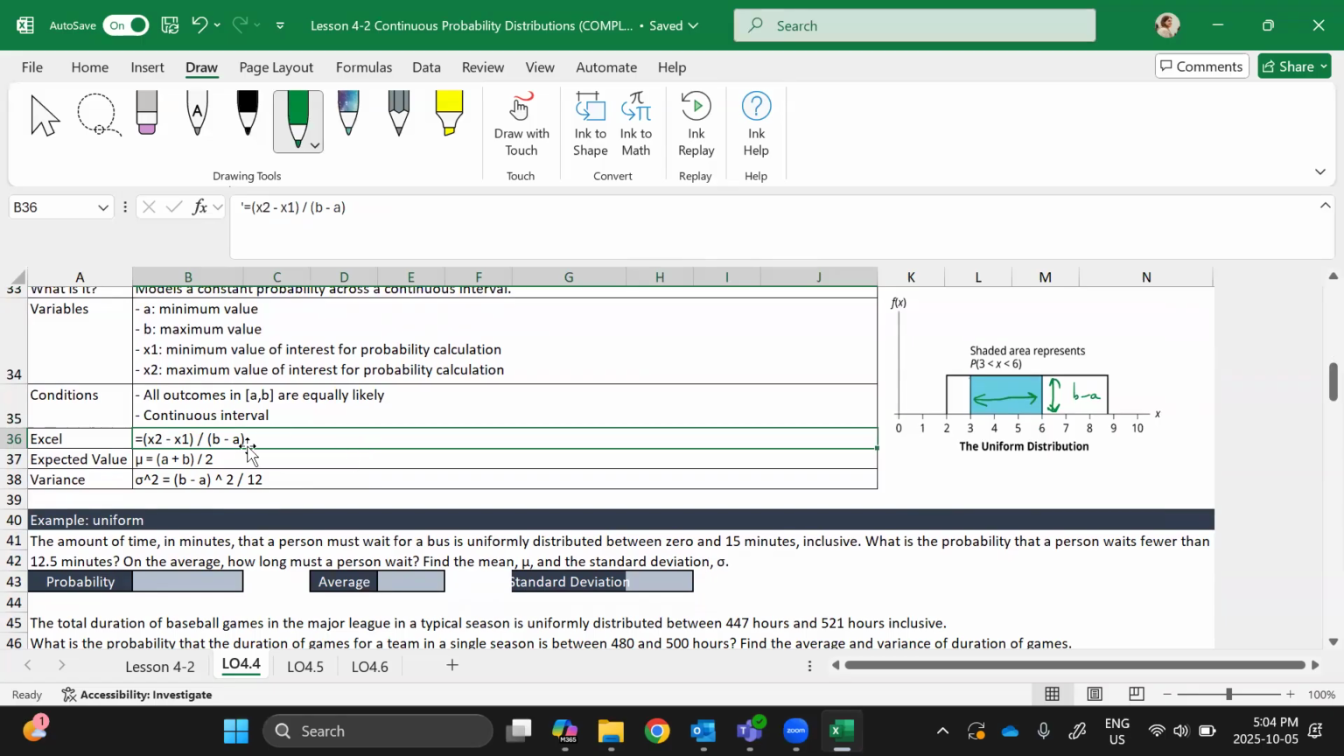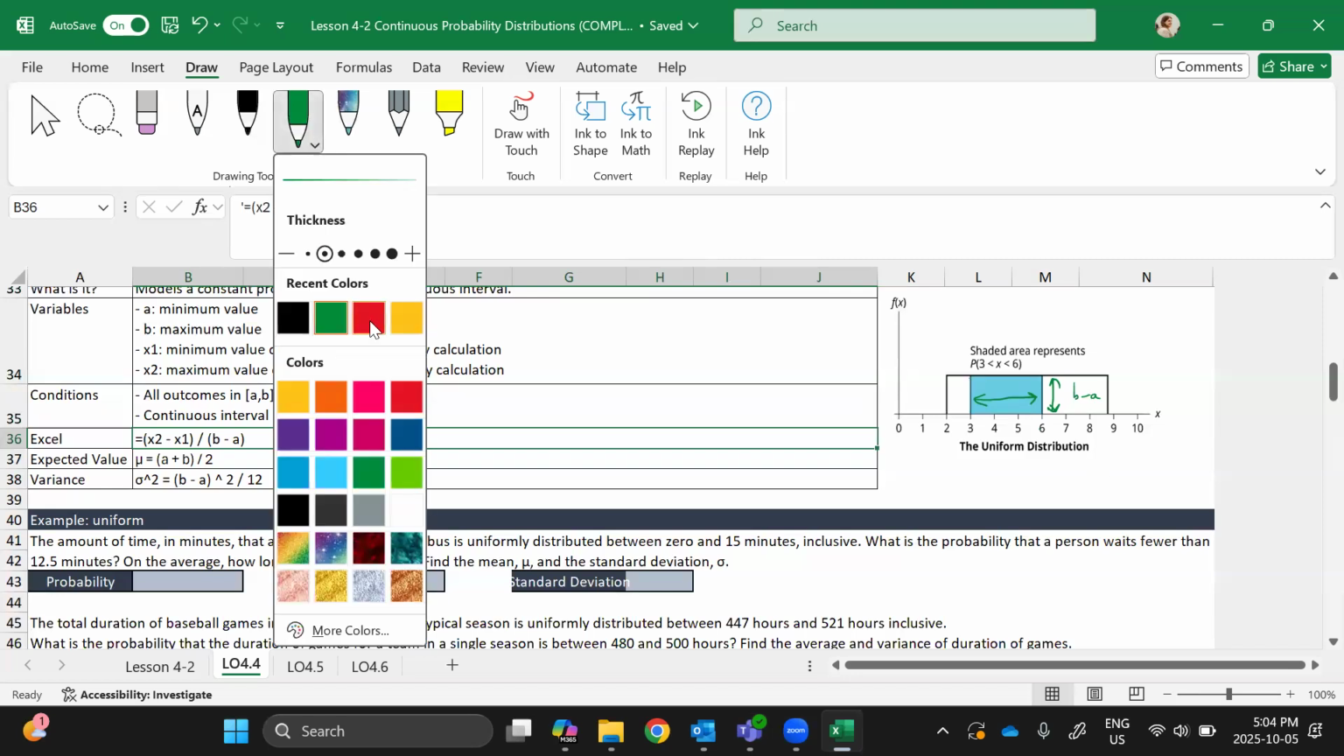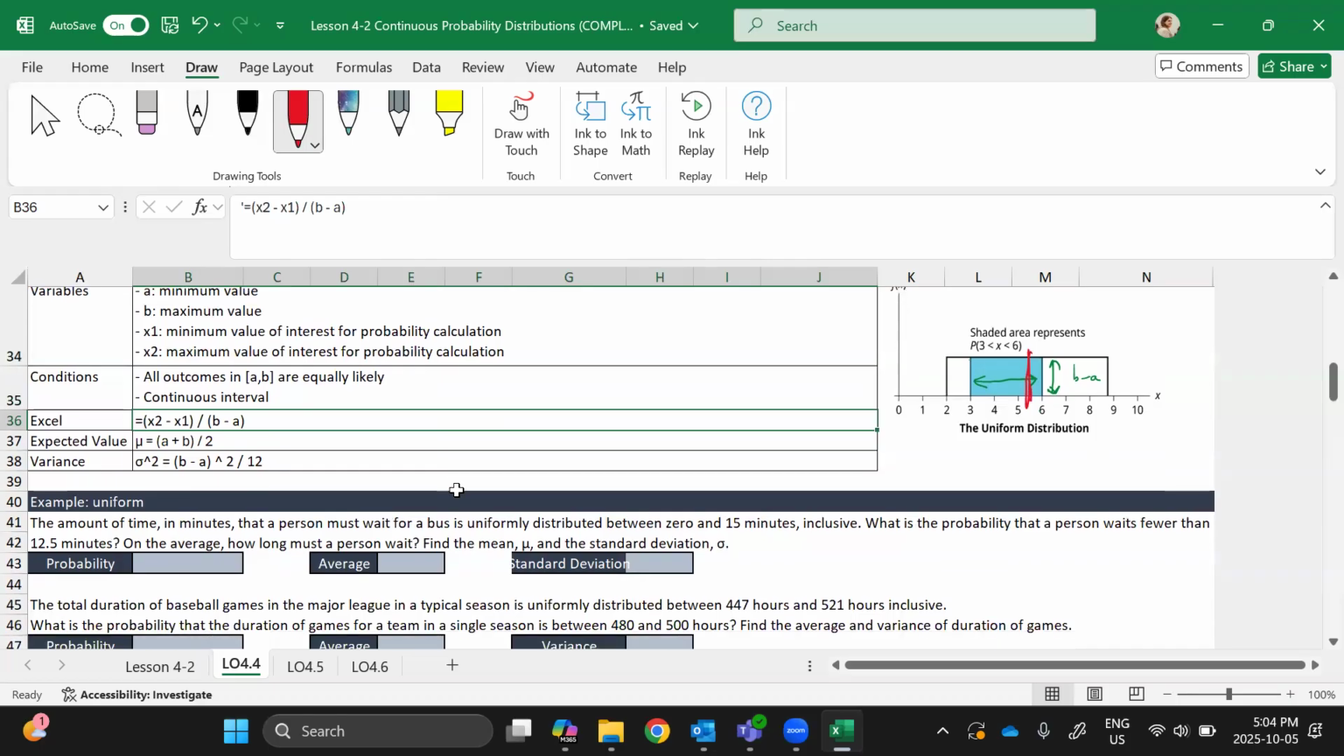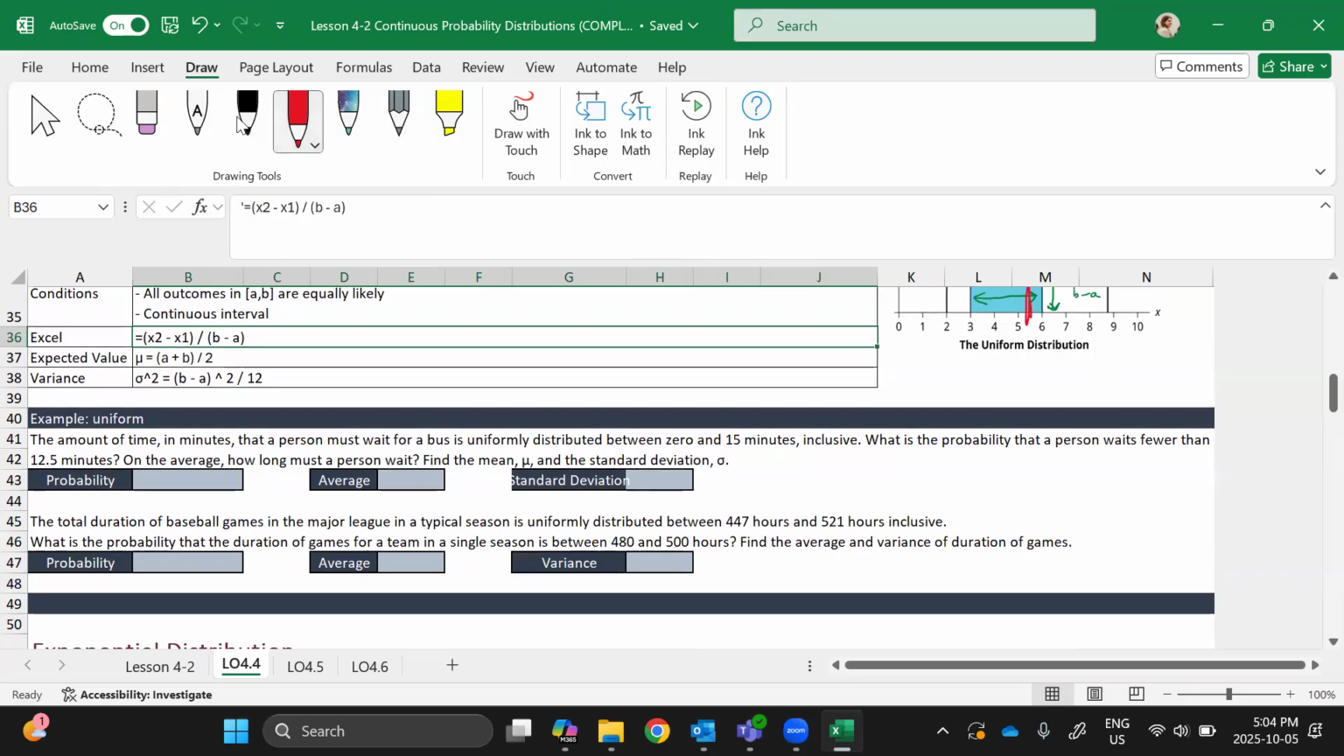There's a shortcut for the expected value and the variance that's written here. The expected value will be the max plus the min divided by 2. That will just be where the middle of the rectangle is, approximately somewhere like here in the middle of the rectangle. And for the variance, you have to do the maximum minus the minimum, squared, divided by 12. We're not going to prove those formulas, but we can use them to quickly calculate the average and standard deviation.